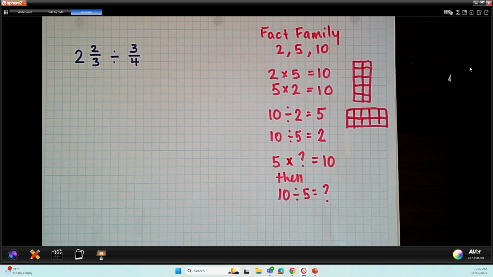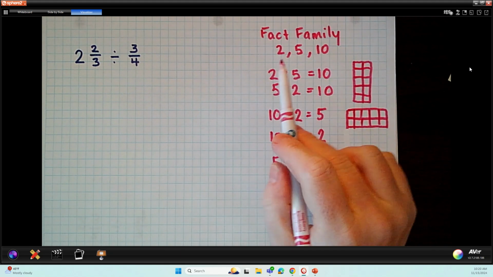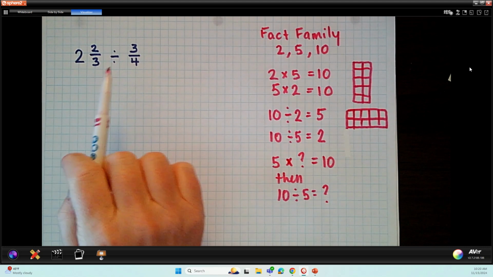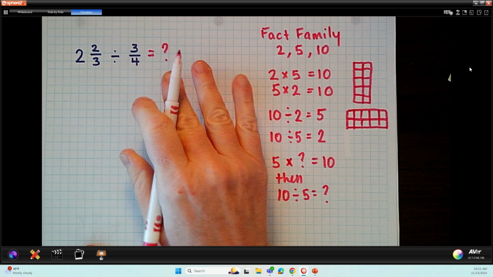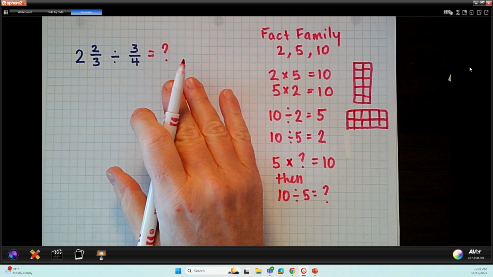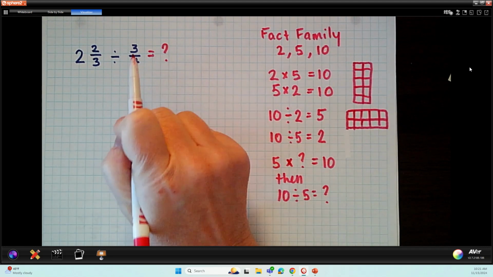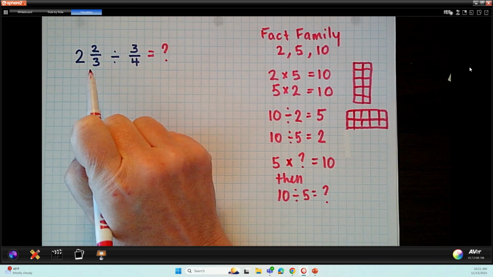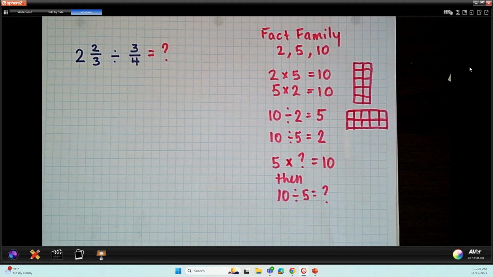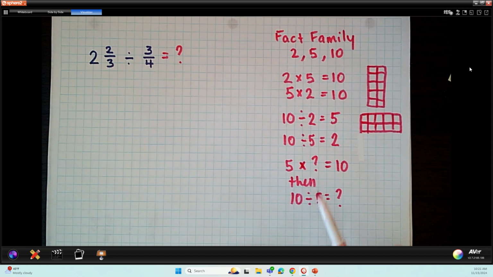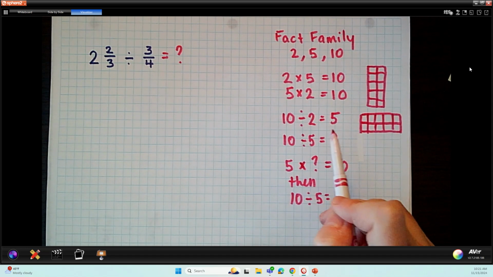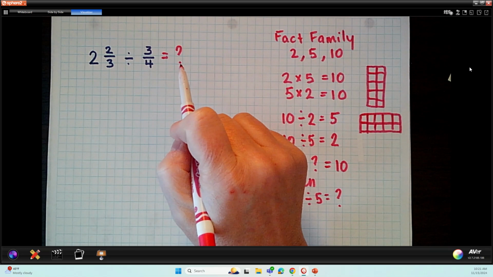So again, this is something that's very foundational, and students should understand that if they have a division problem and they're seeking the answer, another way to do this would be to reverse it and say what times 3/4 will give me 2 2/3. Okay? All right, so how can we represent a division problem? So again, I just did 10 divided by 2 equals 5. Well, what if we didn't know what that answer is?